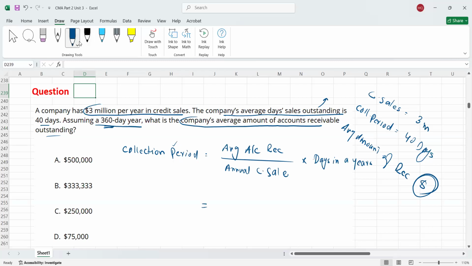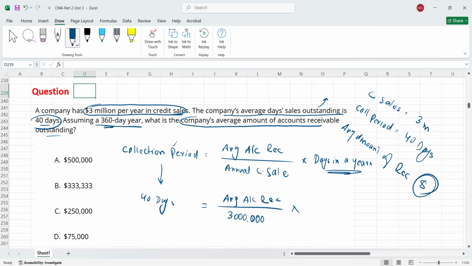Let's put the figures now. Collection period is also given: 40 days. So 40 days equals average account receivables, which we have to calculate, divided by net credit sales, which is also given, $3 million, multiplied by days in a year, also given, 360.